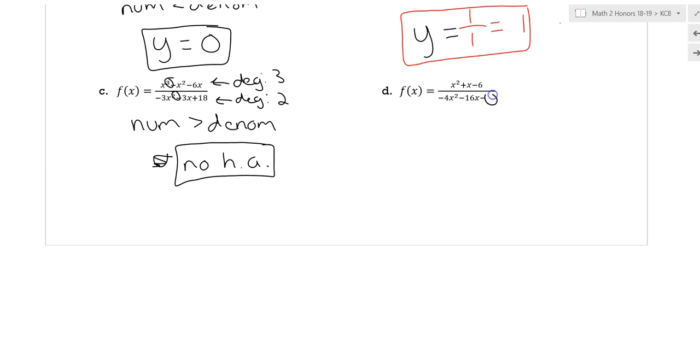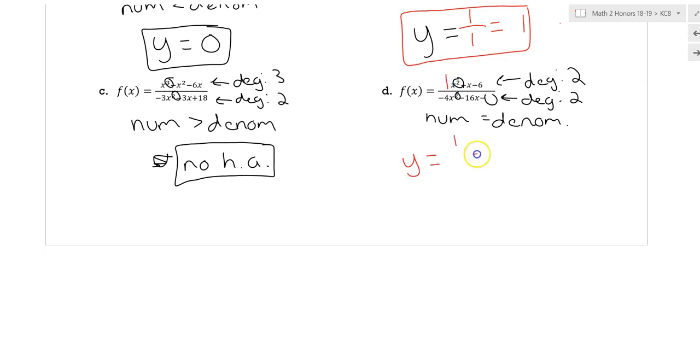Last one. We're missing something there. That's all right. It doesn't matter what it is. Here, our degree is 2. Here, our degree is 2. Right? So our numerator equals our denominator. So then our rule is, right, y equals our leading coefficient over our leading coefficient. So our horizontal asymptote is going to be at y equals negative 1/4. Okay?